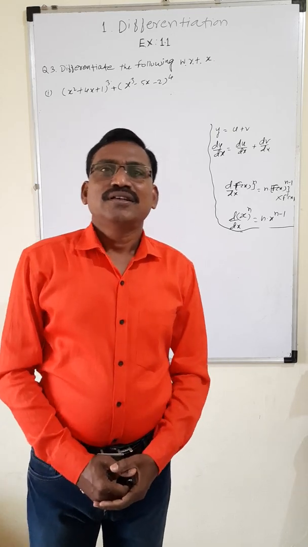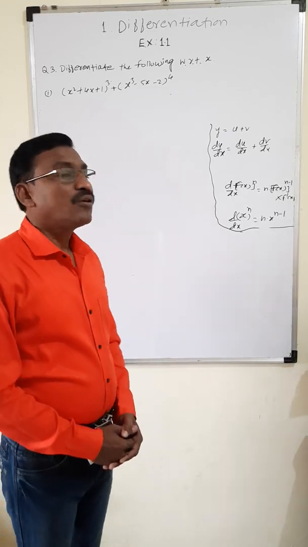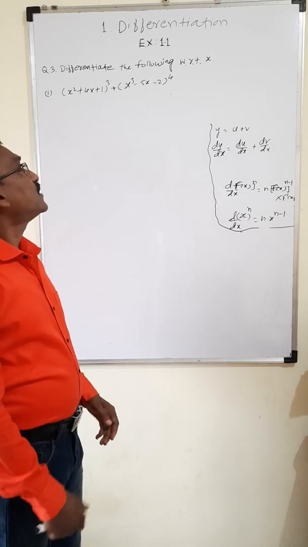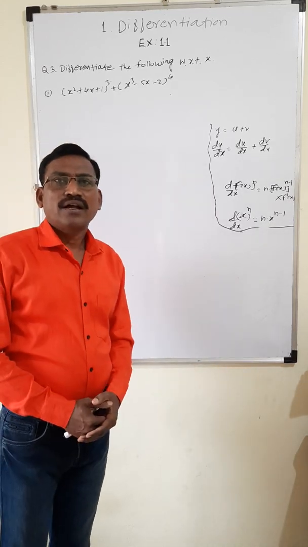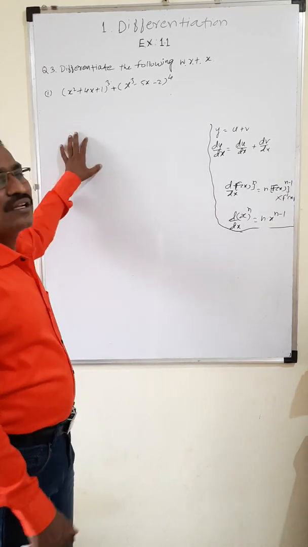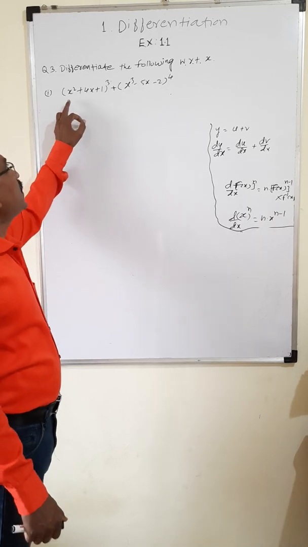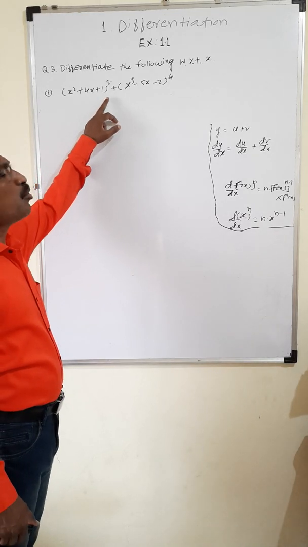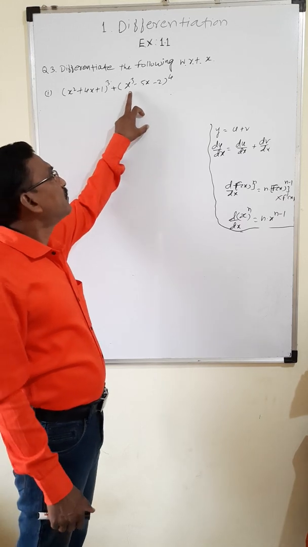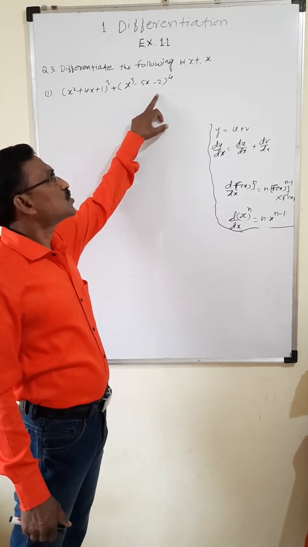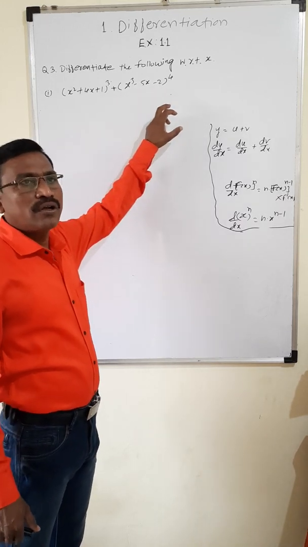Hello student, in the last lecture we have completed question number 2 in exercise 1.1 and now we take question number 3. The first example is (x square plus 4x plus 1) whole cube plus (x cube minus 5x minus 2) whole raised to power 4.